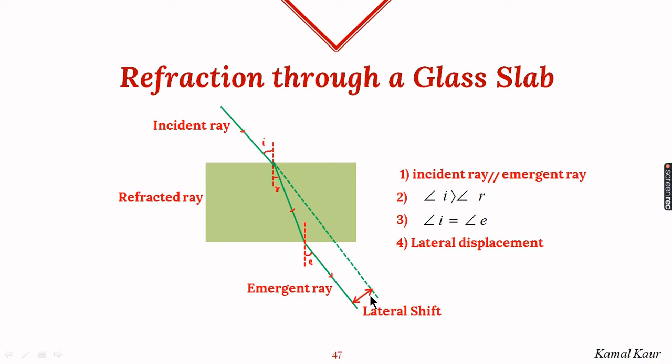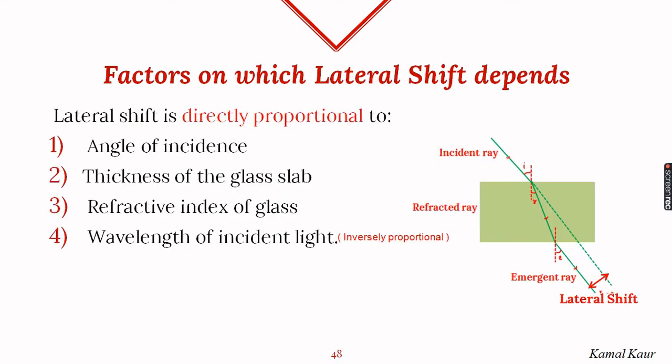Now we see that there is lateral shift or lateral displacement. Now we want to know on what factors this lateral shift depends. When will this lateral shift be more and when can it be less? So let's see those factors. These are the four factors on which lateral shift depends. First is angle of incidence. More the angle of incidence, more will be the lateral shift. More the thickness of the glass slab, more will be the lateral shift, and more the refractive index of glass, more will be the lateral shift. But if the wavelength of incident light is more, in that case, lateral shift will be less.